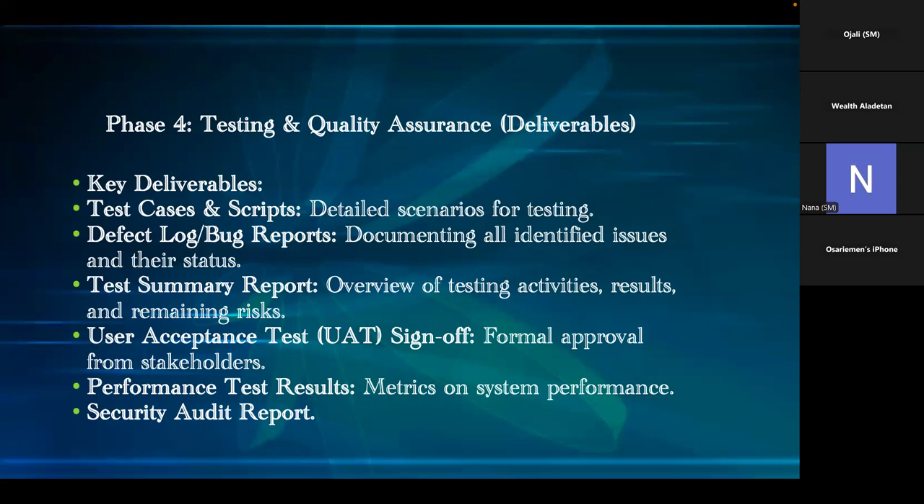And then your user acceptance test sign-off. Once the end users say, this is good, that's when it can be signed off for formal approval from stakeholders. And then your performance test result, the metrics, so how your system performs under load. Remember that was from the previous test, from the previous slide. So this time around, you now have your result. And even for security, there will be a security audit report on your project.